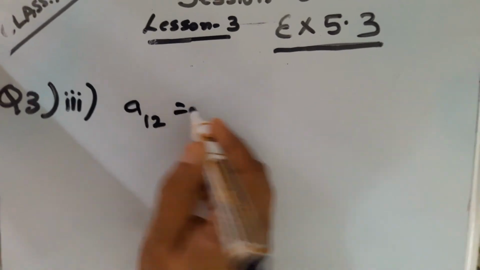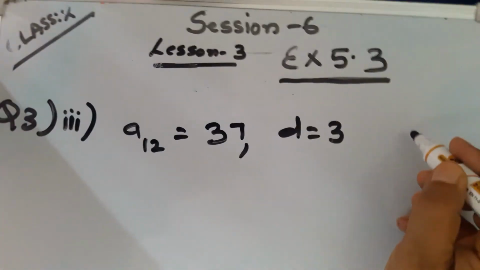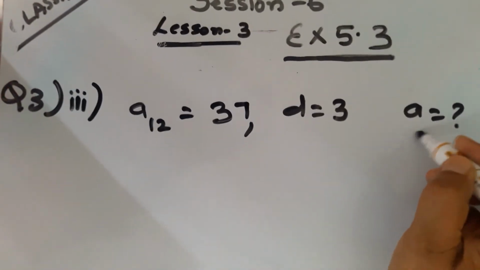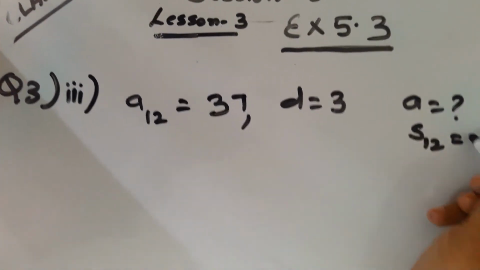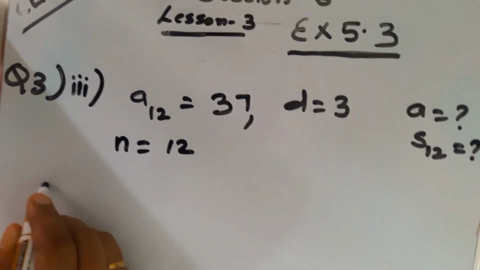Now we will move on to the third bit. Third bit, it is given as A12 is 37. D is given as 3. And you have to find A and you have to find S12. These two things you have to find out. So it is understood N is 12 here. So first we will use this.